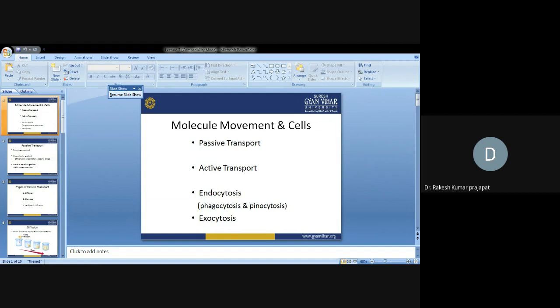Now active transport. In active transport, molecular movement requires energy against the concentration gradient. An example is the sodium potassium pump. It requires energy because in this case molecules are moving across against the concentration gradient.